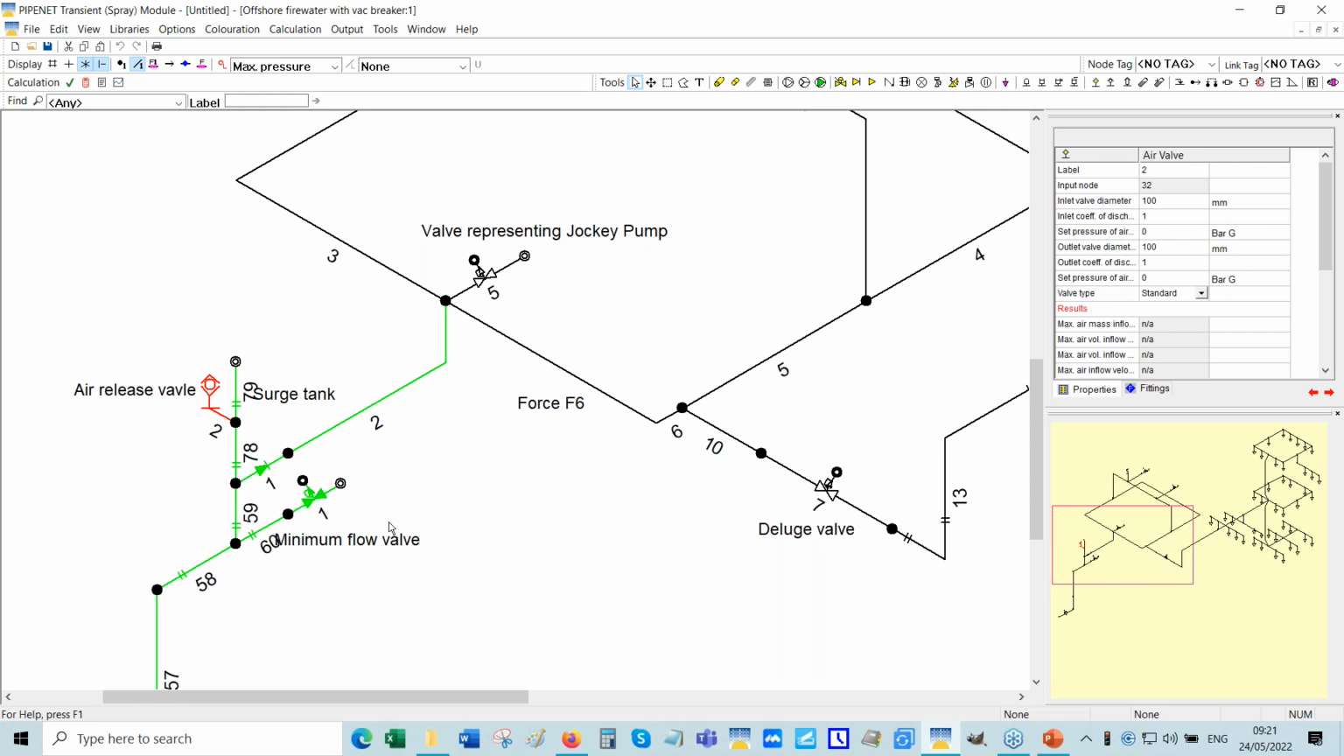Because when the pump stops, you want air to come back into the system. Otherwise, you will have a cavity which could stay there. And when you restart the pump, the cavity can collapse, creating a pressure surge. So you allow air to come into the system, and also you have provision for the air to go out. And the surge tank itself is modeled as dry pipe 2.